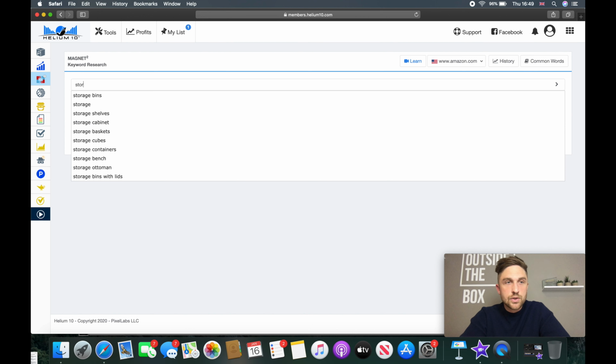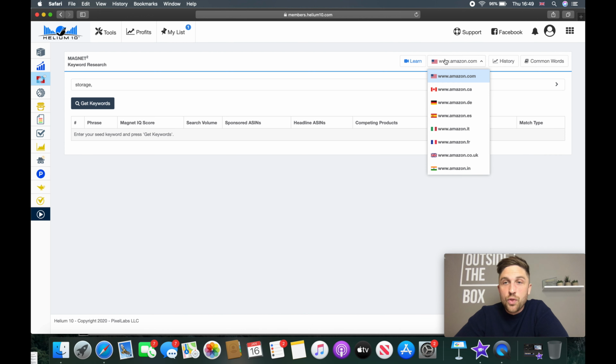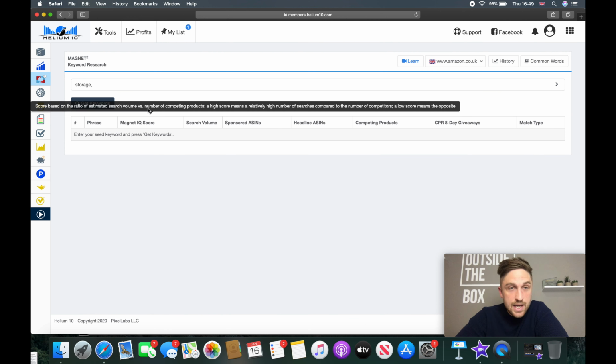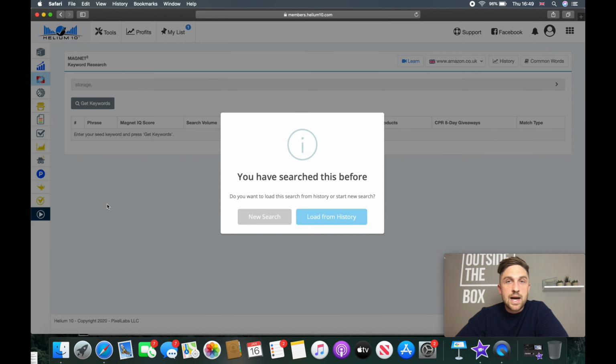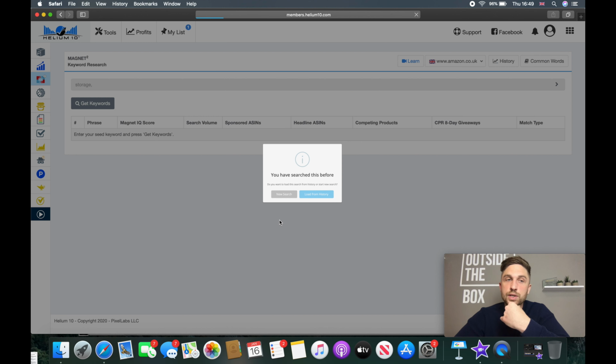And we will search for storage. Let's just type in storage, right? It's very broad. You don't know what you are looking for. So we make sure that we select amazon.co.uk as the marketplace if you are selling in the UK. And let's get the keywords for this and see what pops up, right?